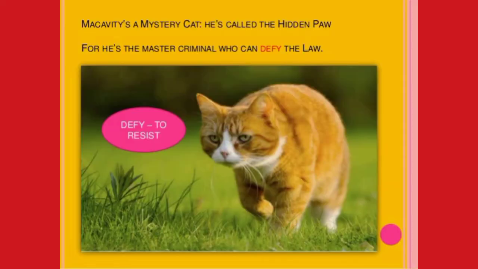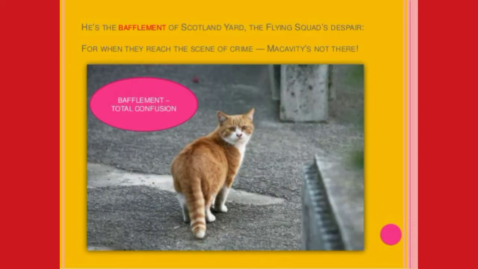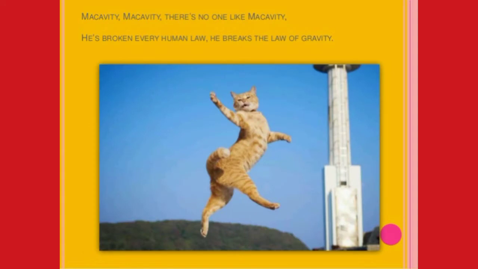Now let's go with the stanza analysis. Stanza 1. Macavity is called a mystery cat. It is believed that he has a hidden paw or a hidden foot which helps him in escaping the crime scene. In no time, he is called a master criminal who has baffled the police, Scotland Yard, and Flying Squad. No matter when the police reaches the crime scene, Macavity has already fled.